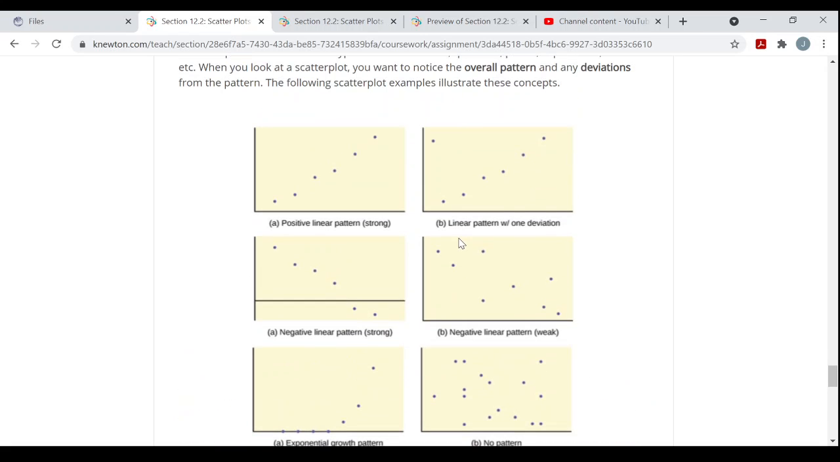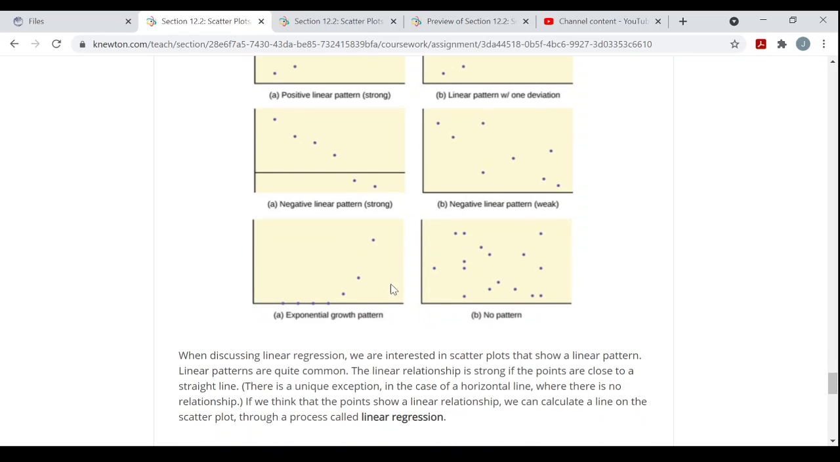So this is what we're going to be looking out for. And for the most part, we're going to be focusing on linear relationships. Do these variables have a positive linear relationship, and is it strong or weak? Do they have a negative linear relationship, and is it strong or weak? That's mostly what we're going to be focusing on. Again, if you notice some obvious other pattern, you can state that as well.